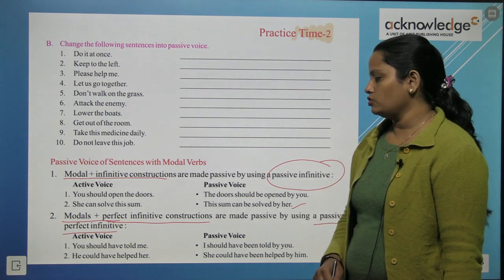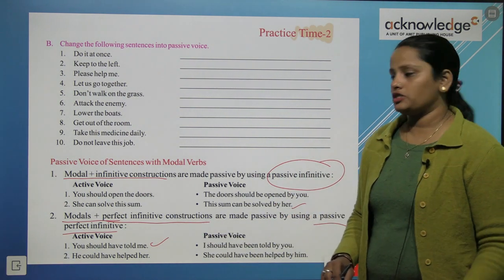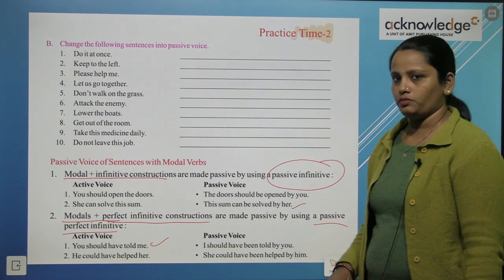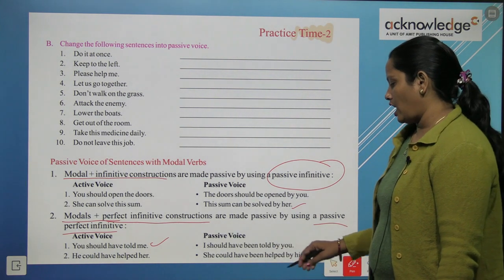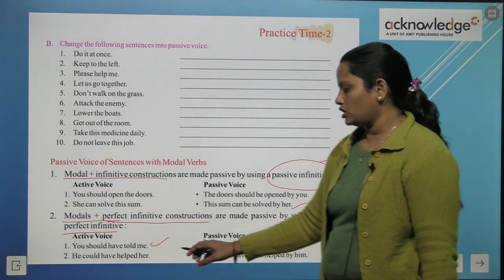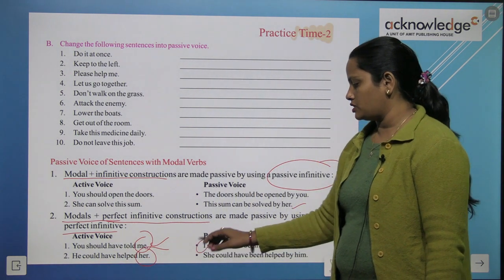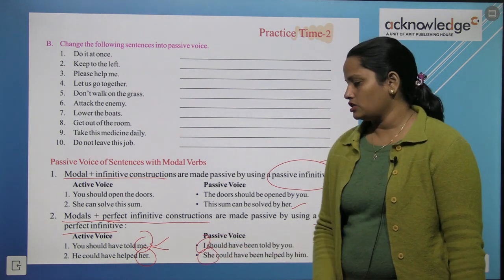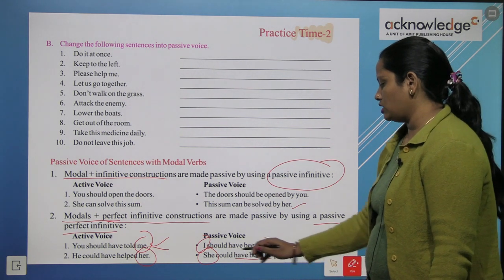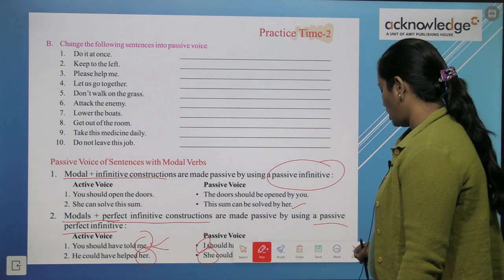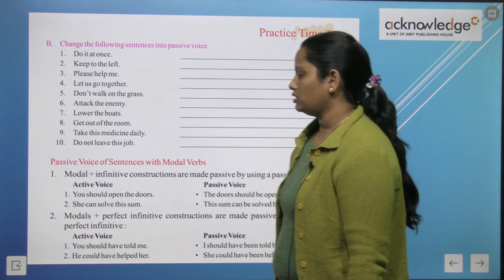You should have told me. You should have told me. Now when we changed it into passive, what was made? I should have been told by you. Now: He could have helped her. She could have been helped by him. So here, the her or me that was there, we have changed their position, and me becomes I and her becomes she. So we have used here have been. So these are the two examples, children. Like this, we can complete the rest of the exercise.